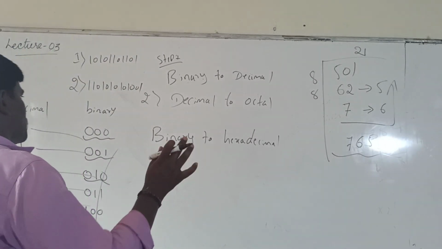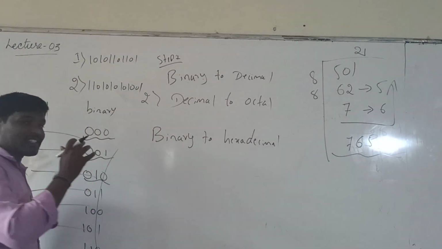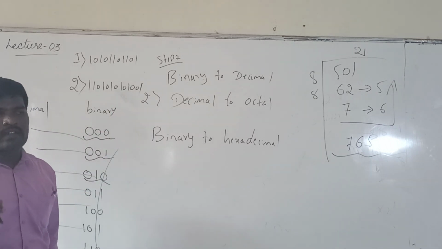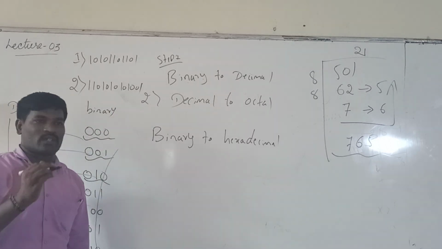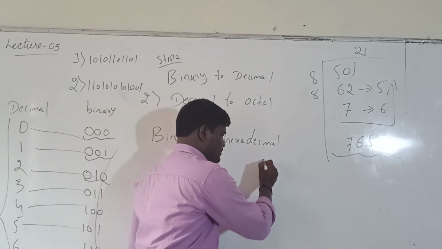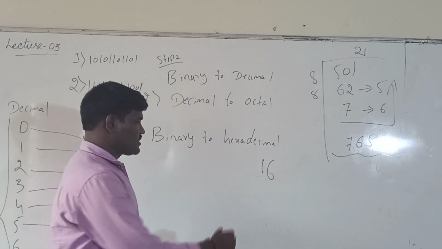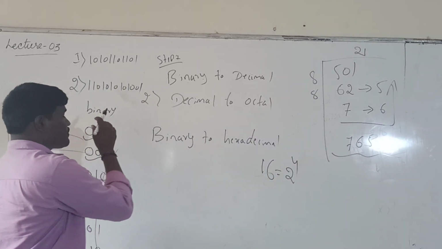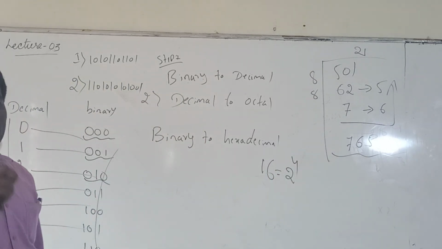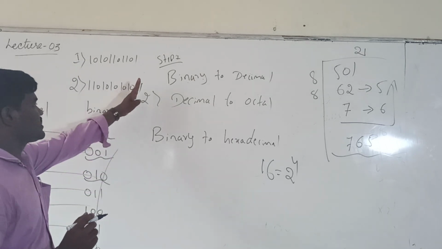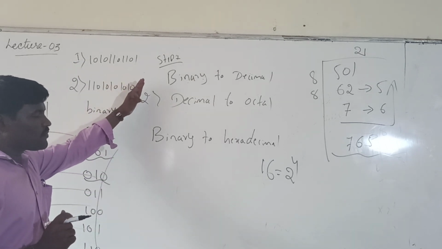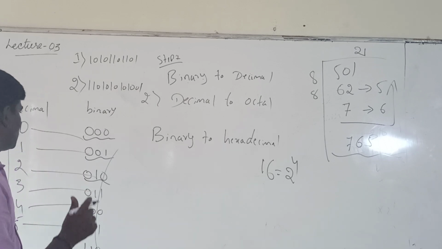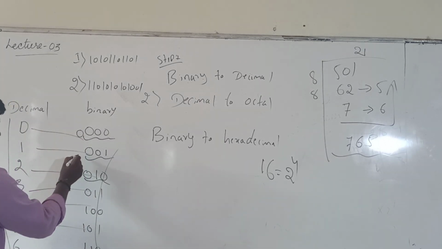But if you want to verify your answer, the shortcut method is to make 4-digit groups. Why do we take 4 digits? Hexadecimal means the base is 16, and 16 is equal to 2 to the power of 4. That's why you make 4-digit groups. Again the same procedure: make the groups from right to left. Clear? See here, you can put extra 0s.